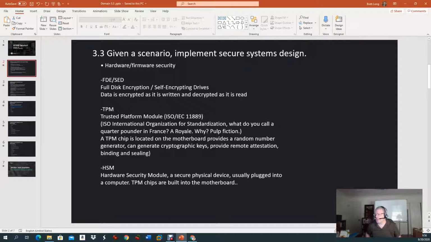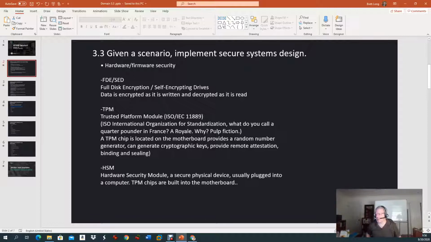HSM, Hardware Security Module. Similar to TPM, however, it's usually plugged into a computer, so it's an external device, whereas, again, TPM chips are built into the motherboard. The problem with these three-letter acronyms is after a while they all look the same: FDE, TPM, HSM. So whenever you see the acronyms, use some flashcards, write down some notes, find something unique about it that jogs the memory. TPM, Trusted Platform Module, that makes sense.